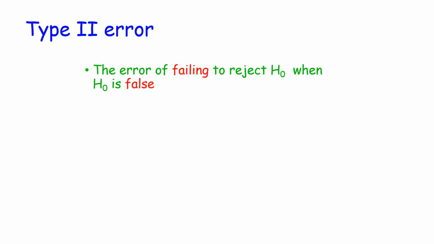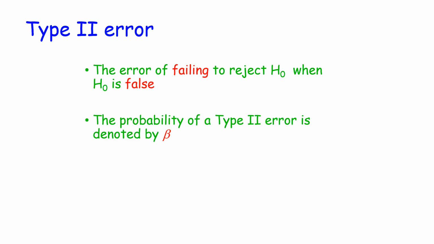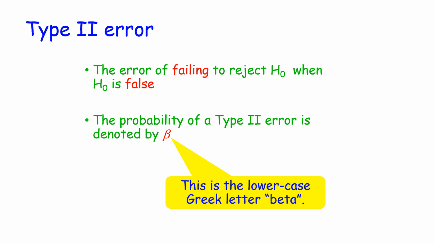A type 2 error is failing to reject the null hypothesis when the null hypothesis is false. So that would be like saying that the defendant was not guilty when in fact the defendant was guilty. So the probability of a type 2 error is denoted by the lowercase Greek letter beta.